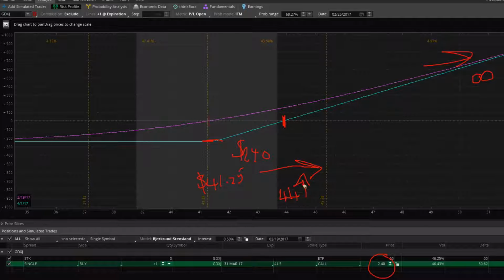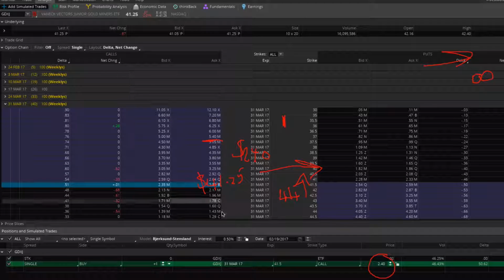Now the question is, what's the probability of that happening? And we can tell that by the delta of that call. So I bought this call. It's a 50 delta call. It's about a 50-50 shot of making money. Okay, but it can make an infinite amount of money.